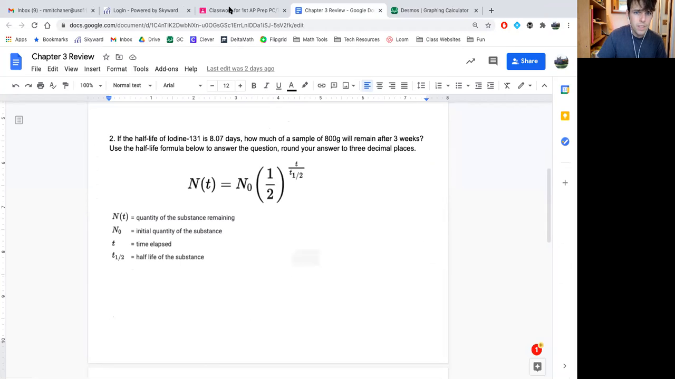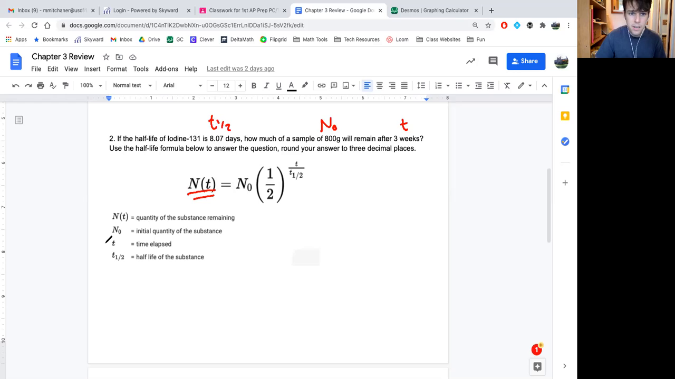All right, let's examine this half-life formula real quick. N(t) represents the amount of the substance remaining after some amount of time. N naught, or N sub 0, is the initial quantity. So that's actually this amount, the 800 grams. Time elapsed, that's our 3 weeks. This is our t. And t sub 1/2 is the half-life. So this is our t sub 1/2.